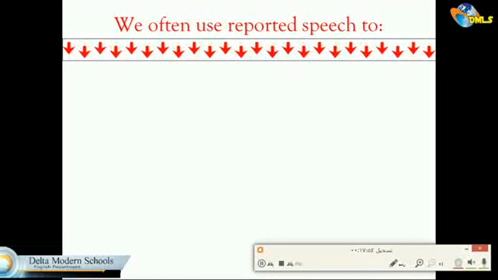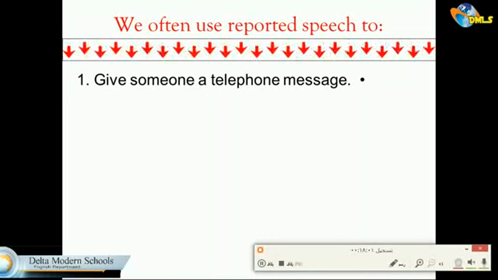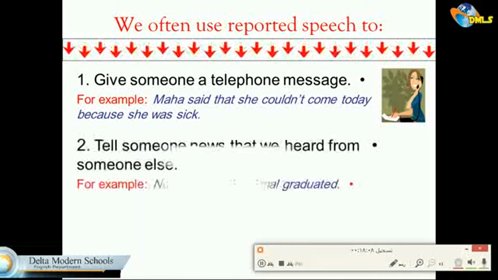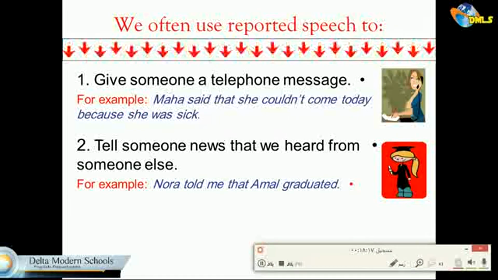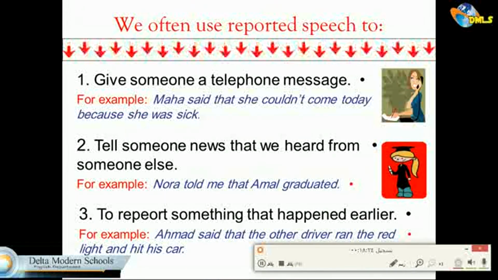Okay, when do we use reported or indirect speech? First, we can use it while giving someone a telephone message, like Maha said that she couldn't come today because she was sick. Or to tell someone new what we heard from someone else, like Nora told me that Amal graduated. And to report something that happened earlier. For example, Ahmed said that the other driver ran the red light and hit his car.